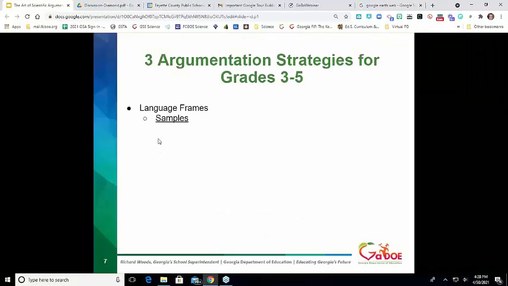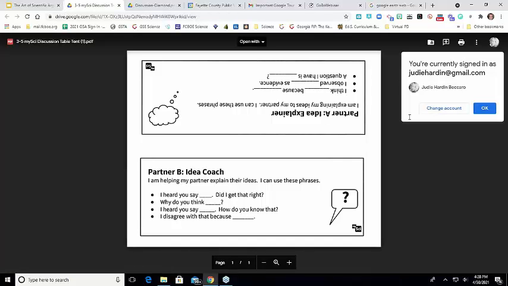I will put in some samples later, but language frames are just another term you might have heard of: sentence starters. I have made sentence starters for a frame, and I will put that in our discussion thread so you can have that. Another thing is table tents, and let's see if I put the right link there.